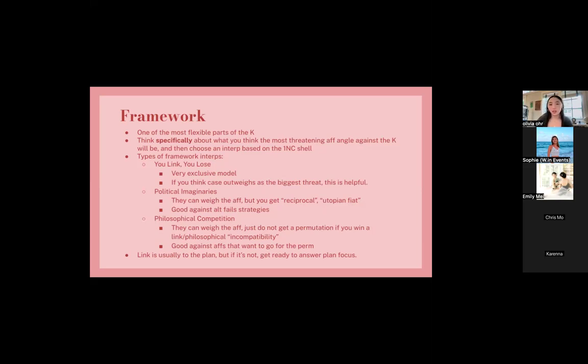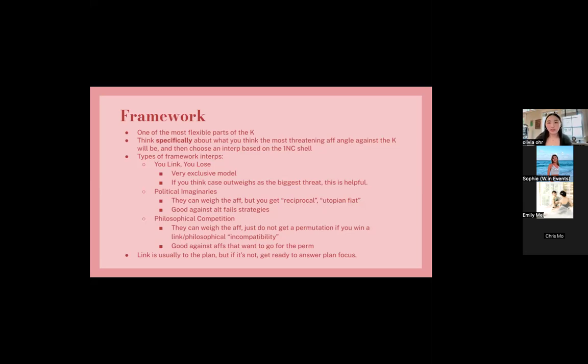So the first one is political imaginaries, or competing political imaginaries. There are differing definitions as to what competing political imaginaries is, but the way that I think about it is they can weigh the affirmative, but you get reciprocal utopian fiat. So for example, the AF gets to fiat a massive change in the government doing a living wage. So this framework argument basically argues that because the AF gets to fiat such a utopian policy, we should get equal solvency or equal fiated power for the alternative.